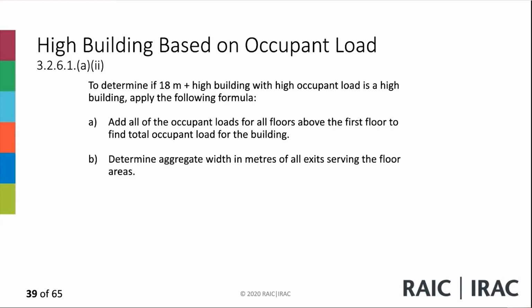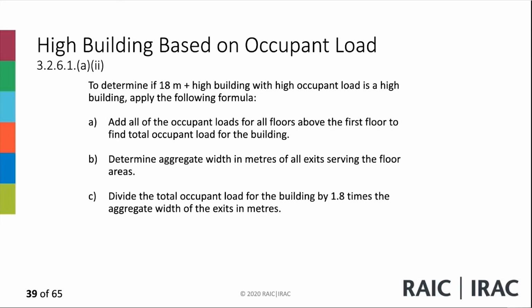Determine the aggregate width of all your exits serving the floor areas. So what is the aggregate width in meters of all exits serving the floor area? Divide the total occupant load of the building by 1.8 times the aggregate width of the exits in meters. And if the resulting value is over 300, the building is a high building. So this is a simple determination, and the building code spells it out for us pretty easy.